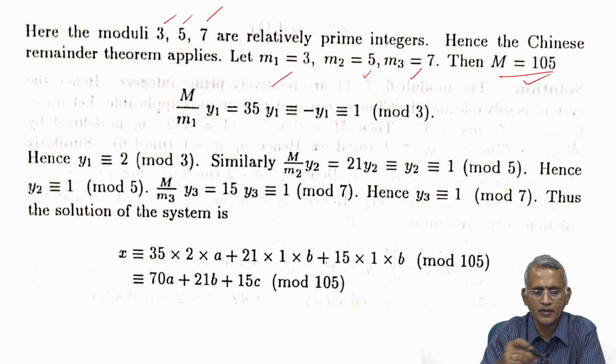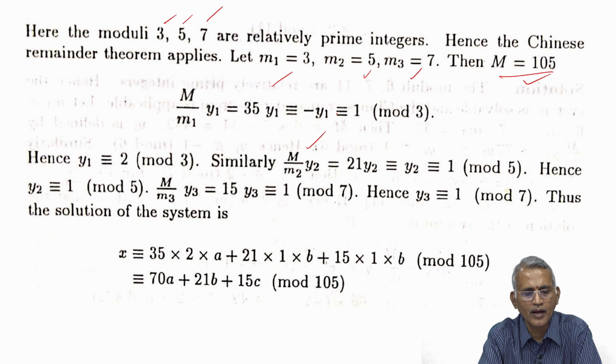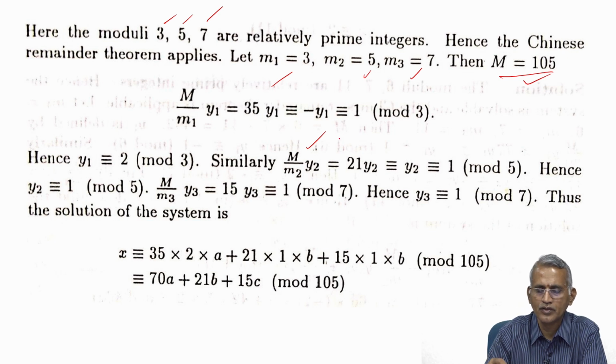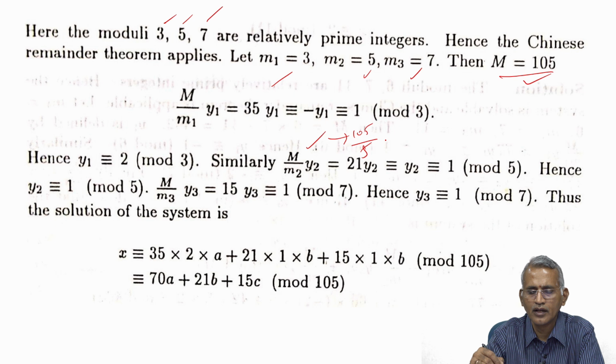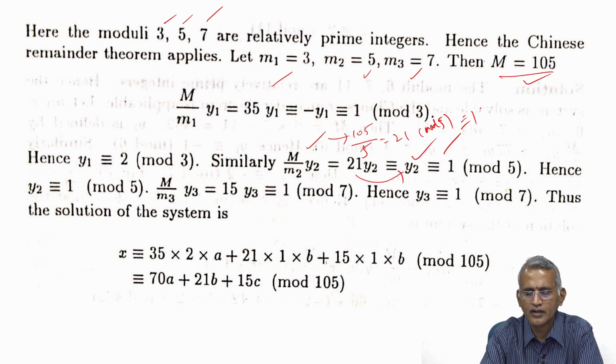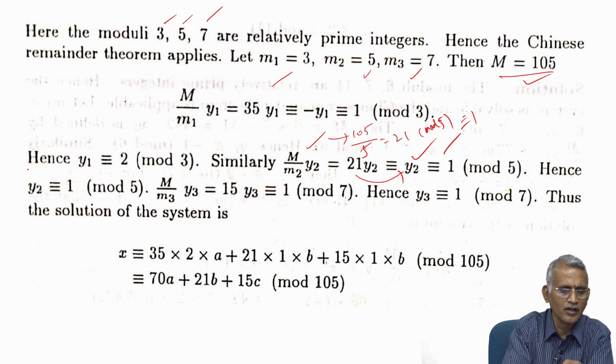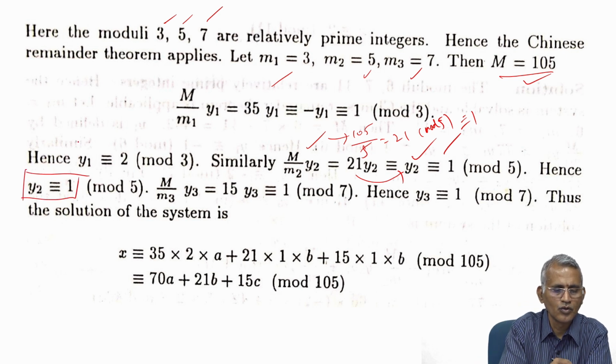Similarly, capital M by M2 into y2. Capital M is 105. So, here 105 by M2 is nothing but 105 by 5, which is 21. So, 21 under modulo 5 you check it out, which is identically equal to 1. Therefore, 1 into y2 is identically equal to 1 under modulo 5. So, we got the y2 value, and we got the y1 value.